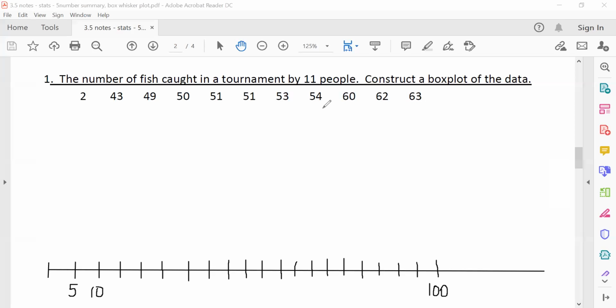So the first thing we need to do is calculate the fences real quick. We'll do that as a side calculation. Of course, that means we need the IQR. It's the third quartile, which was 60, minus the first quartile, which was 49. So 11.